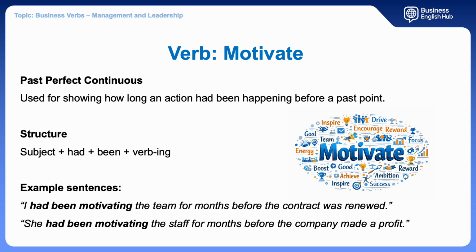The past perfect continuous of the verb motivate is used for showing how long an action had been happening before a past point. The structure is subject plus had plus been plus verb with ing. Examples include: I had been motivating the team for months before the contract was renewed. She had been motivating the staff for months before the company made a profit.